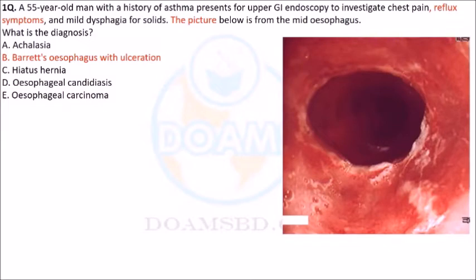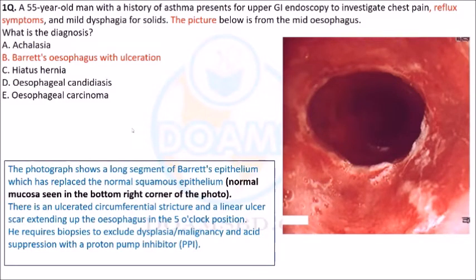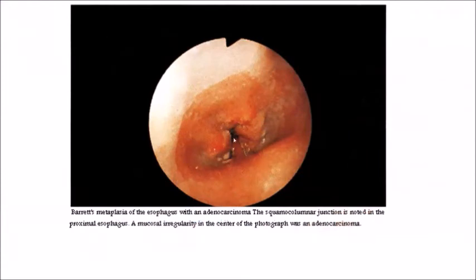It could be pink, red, white, whatever we say. It should not be white, be red, or you say maroon, whatever the color, pink. This is red due to single-layered stomach epithelium. Okay. Come to the next. You see the normal mucosa at the bottom right corner of the photo. This one. Okay. This is a tumor already developed in the lower end of the esophagus. Growth is there. So esophageal carcinoma on top of Barrett's esophagus.